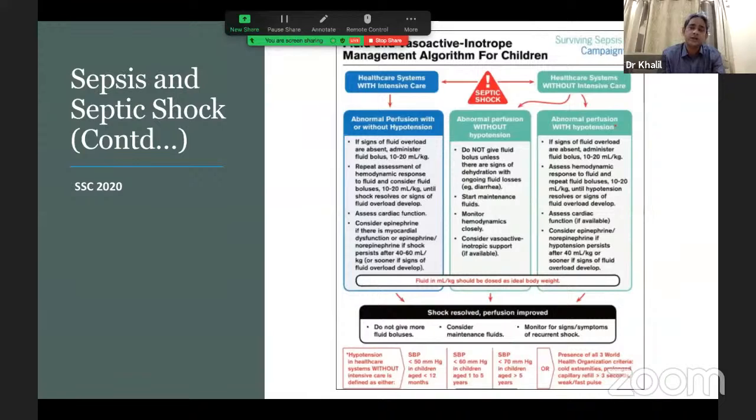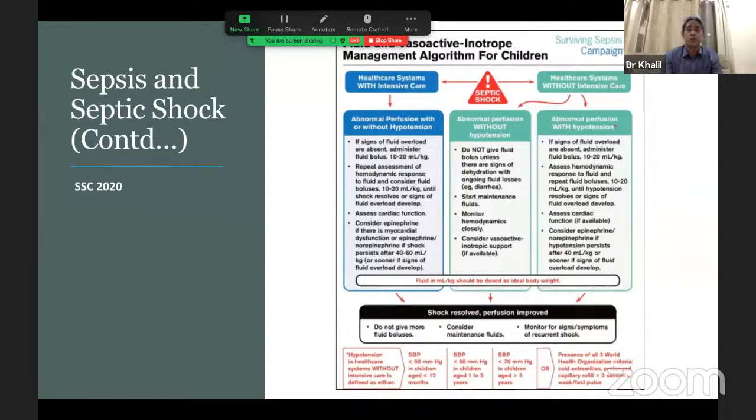When you have a child with septic shock, diagnosed by your clinical parameters, and this child has abnormal perfusion, by which I mean low volume pulses or bounding pulses, prolonged or flash cap refill time, cold extremities or warm extremities, and tachycardia, but without hypotension, in these scenarios there is no need to give fluid boluses. Here you can just start maintenance fluid and monitor hemodynamics.